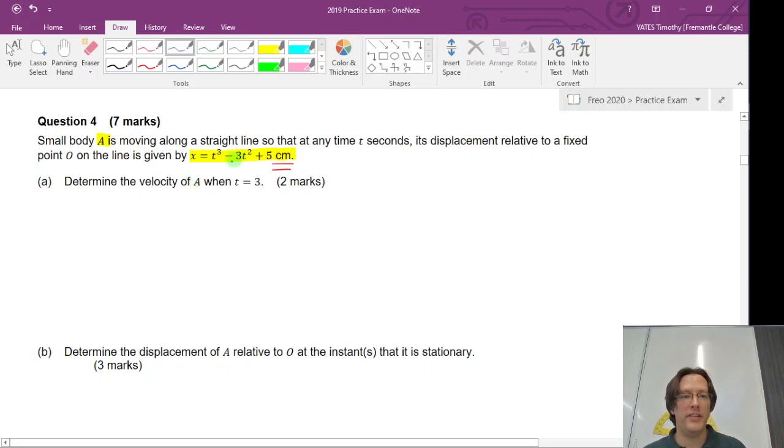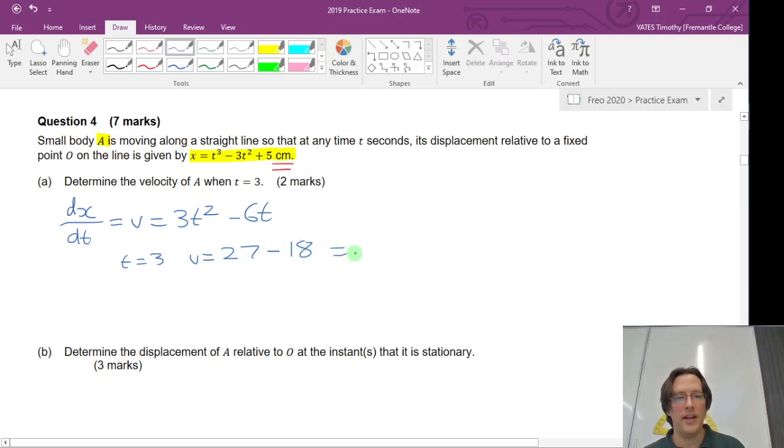The velocity of A when t equals 3, we want to differentiate. dx by dt is our velocity, and that is 3t squared, take 6t, and the 5 disappears. T equals 3, v equals 3 times 3 squared, that's 27, 6 times 3 is 18, that's just going to be 9 centimeters per second. We've got centimeters and we've got seconds as our 2 units, so we've got to say that. Pretty straightforward for 2 marks.